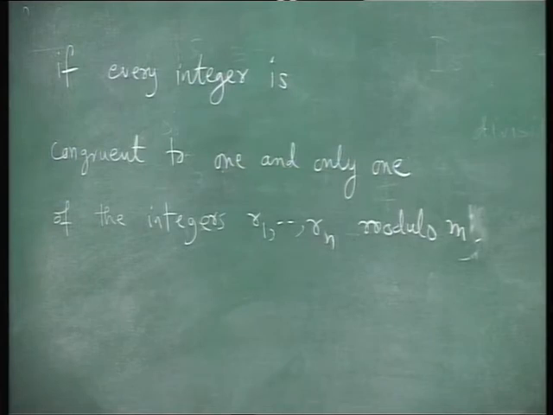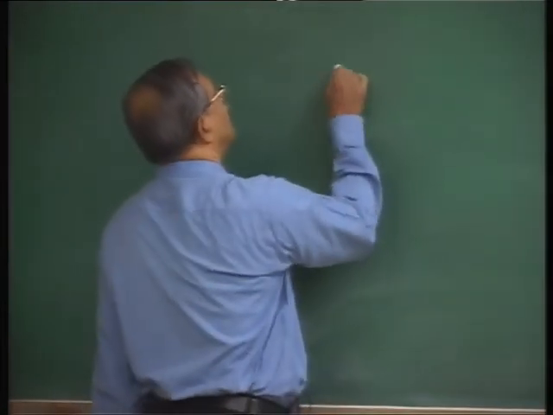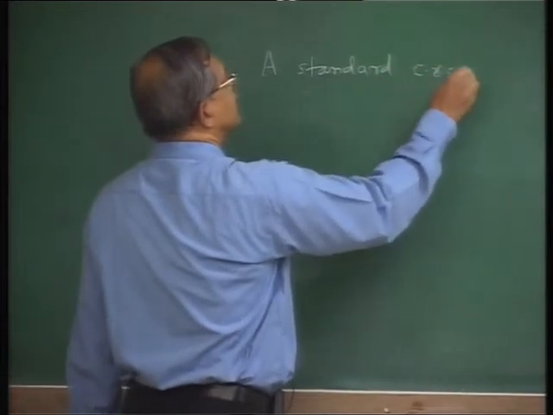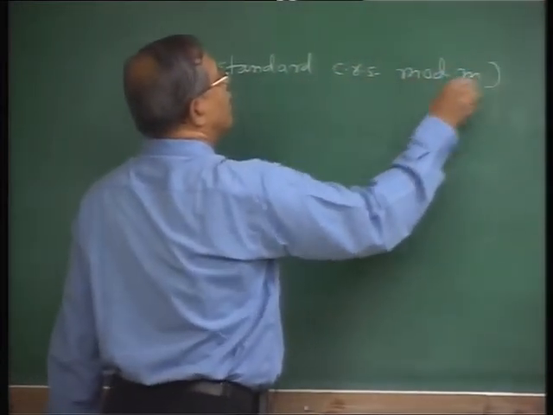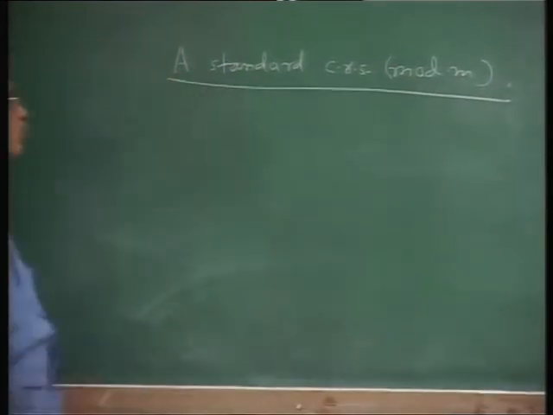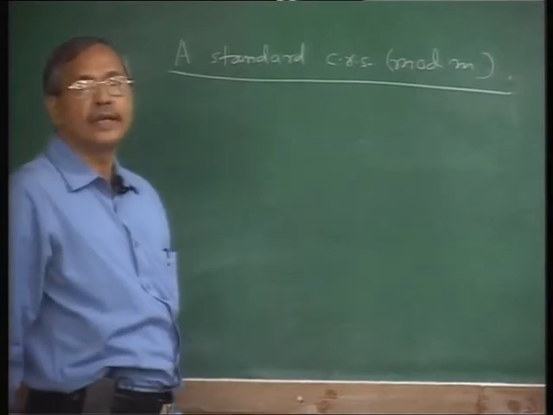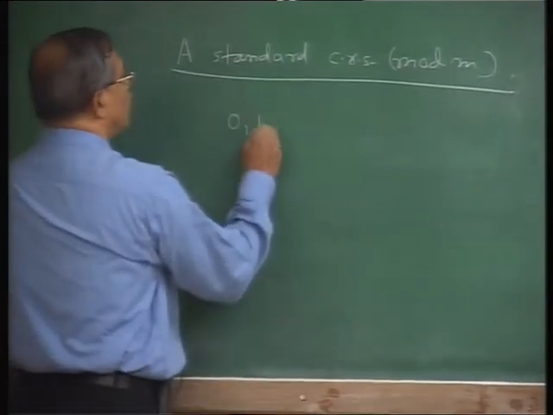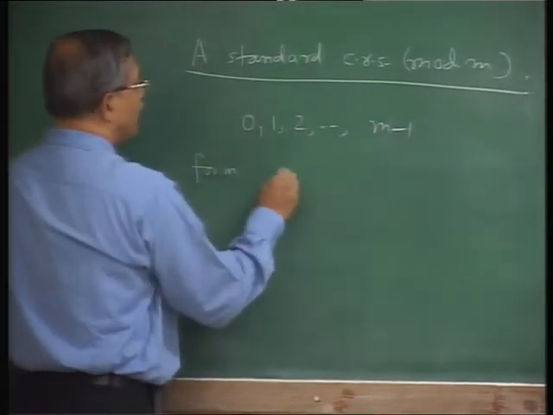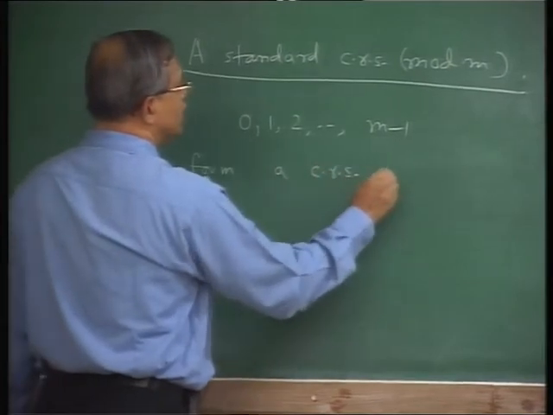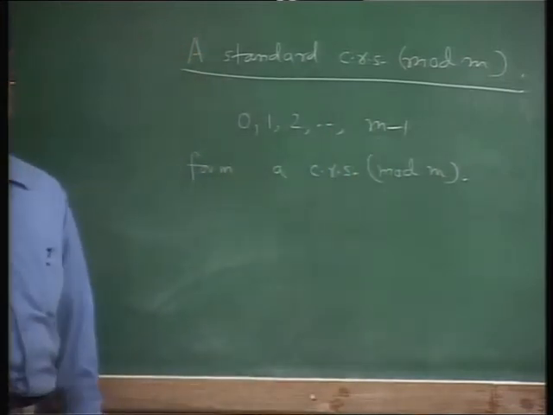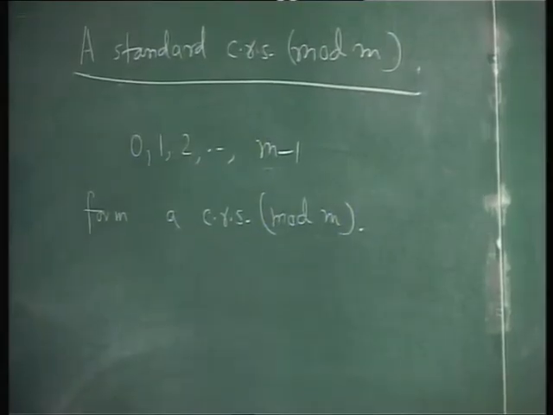A standard example is the following. So, a standard CRS mod M. So, the usual remainders, they form a CRS mod M. So, 0, 1, 2 etc. up to M minus 1 form a complete residue system mod M. This is a standard example of complete residue system.